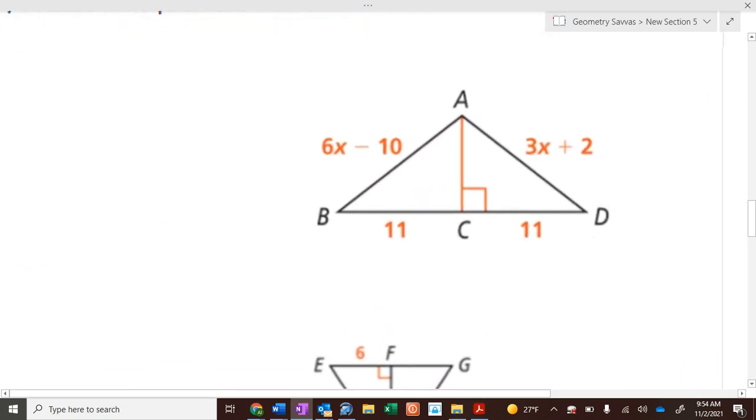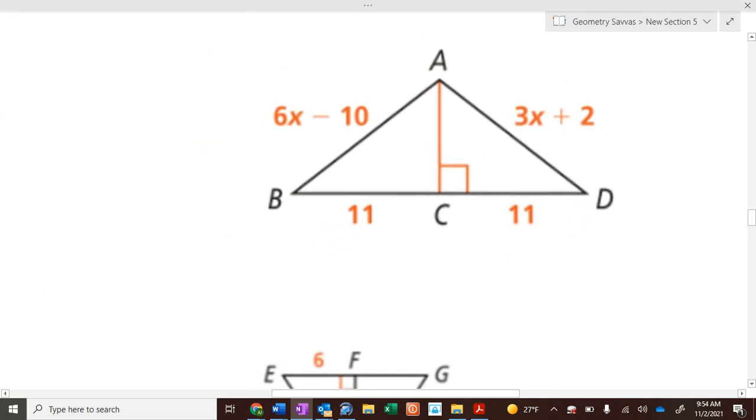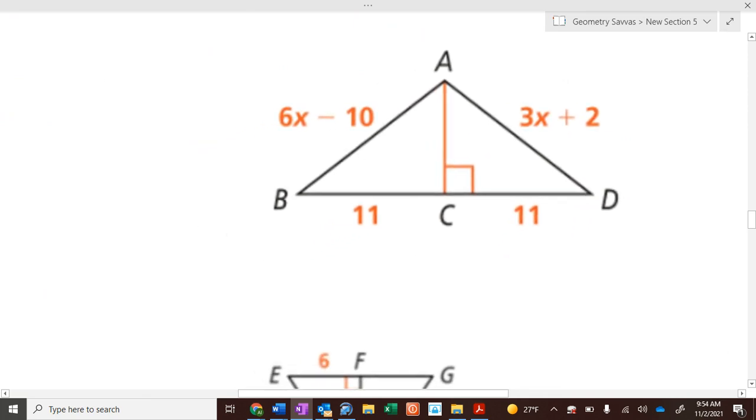All right. Now, looking at this, we know that AB has to be congruent to AD. How do we know it? By the what theorem? Perpendicular bisector theorem. So since we know these are congruent, what is the length of AB? Well, to figure out the length of AB, what do we do with those two expressions, Caitlin? Put them equal to each other in an equation. So 6x minus 10 equals 3x plus 2.